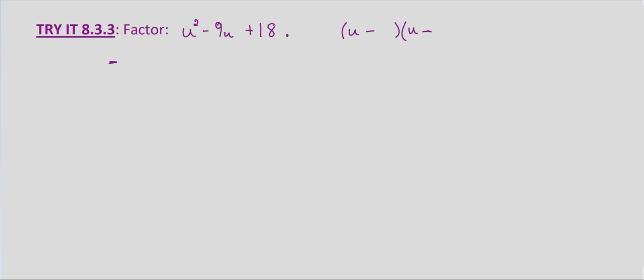So negative factors of 18. Well, we have -1 and -18. We have -2 and -9. We have -3 and -6. And then 4 and 5 are not factors of 18, so we get back to 6, and then we're just going back down the list in the opposite direction.